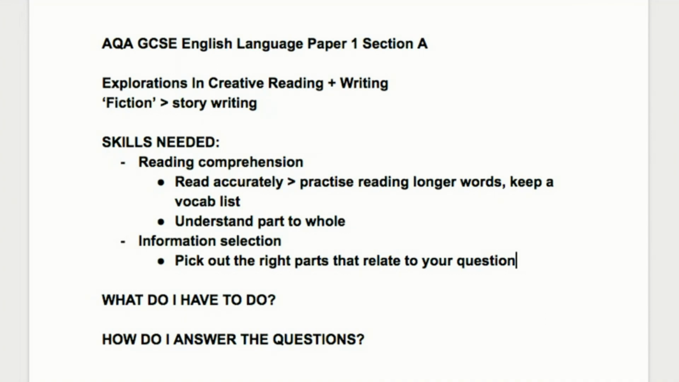So information selection means you've got a question. That question asks you to focus on something in particular, and then you can go to your reading extract and find the exact pieces that relate to that question. So you're not just guessing or picking out the first thing that you come across. You're scanning through the whole piece of writing to find the best possible pieces of information that are the most related to your question. So refining your information selection skill will massively help you in this paper 1 section A. It's really, really important.